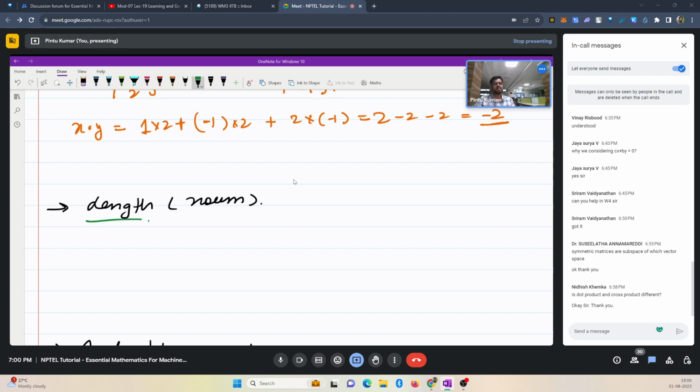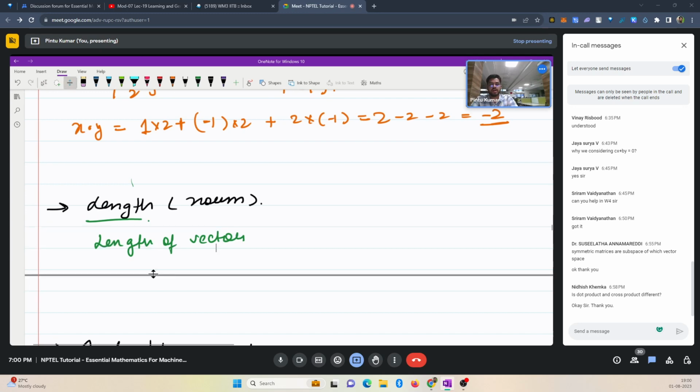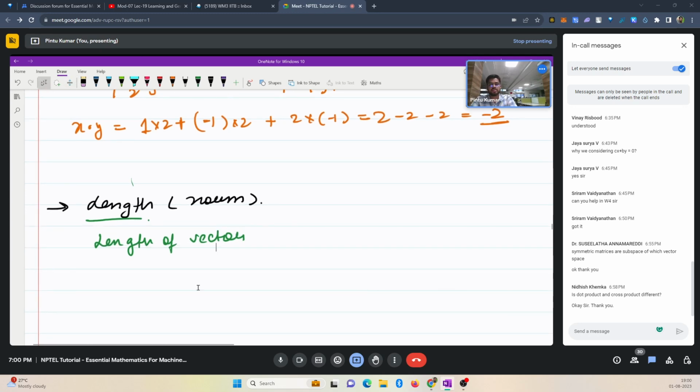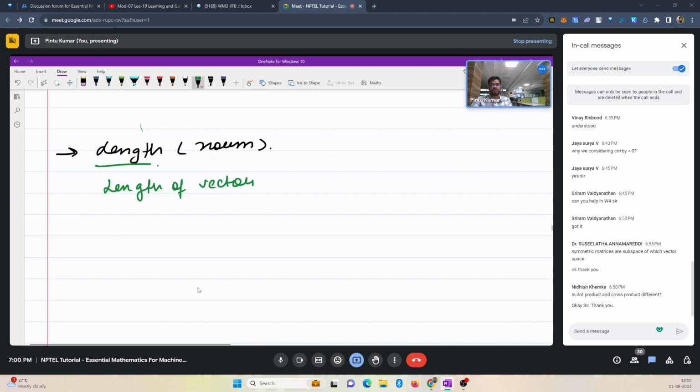The second thing that we want to know associated with a vector is the length of a vector. The particular formulation that Sir discussed in his lecture, and I want to repeat, is something known as Euclidean length.